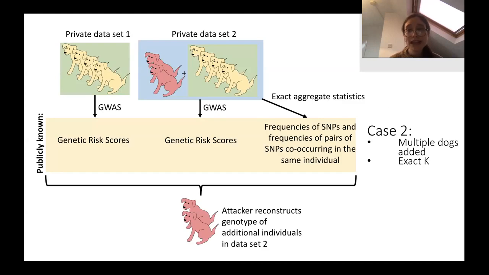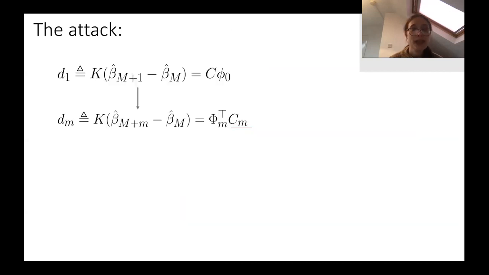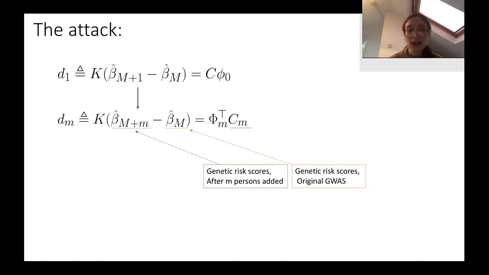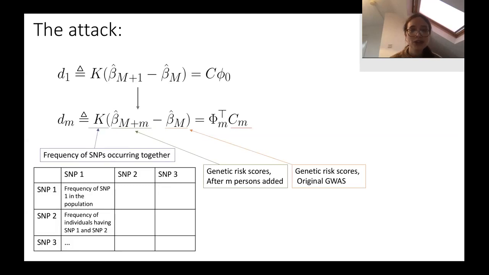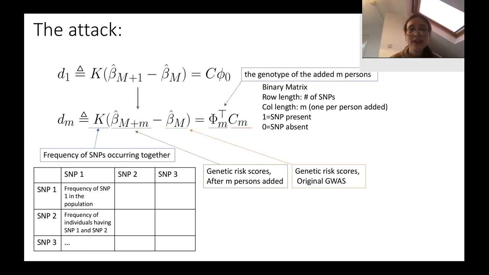Now let's expand this case to the case where multiple dogs are added in the follow-up experiment. In this case, instead of calculating D1, we calculate DM, which is very similar to D1 in that it includes the genetic risk scores of the original GWAS, the genetic risk scores after M individuals are added, and also K, which is the frequency table of SNPs co-occurring. Unlike in the other scenario, this vector of genotypes now becomes a matrix of genotypes. And instead of a scalar, we now have a vector of length m.